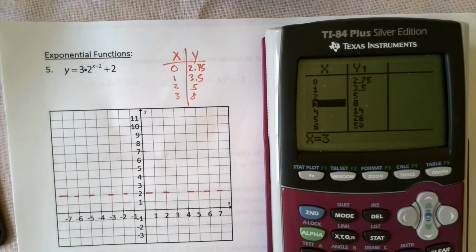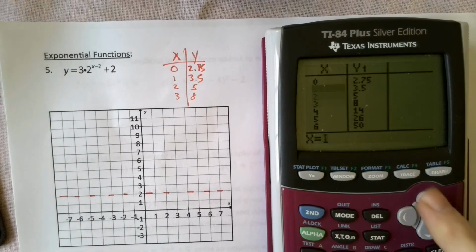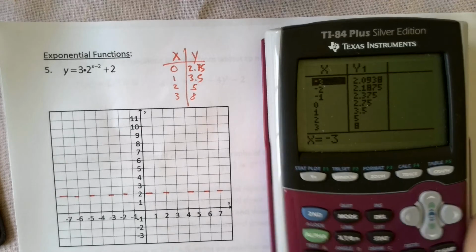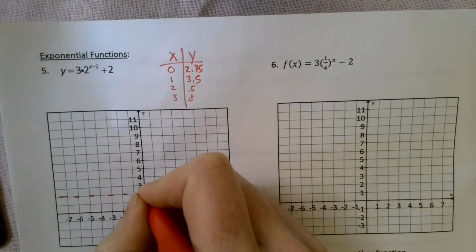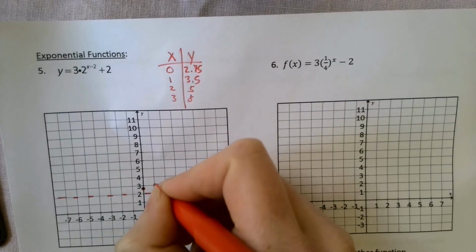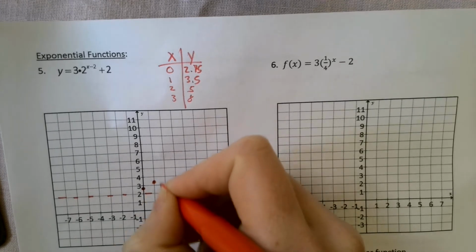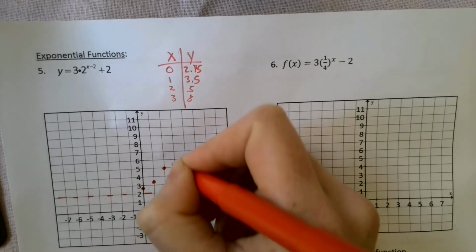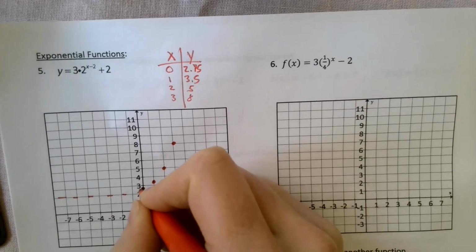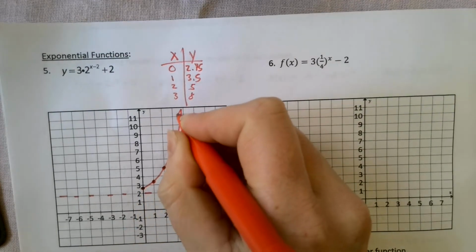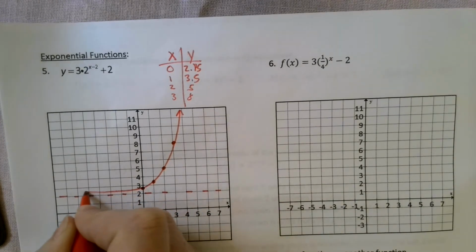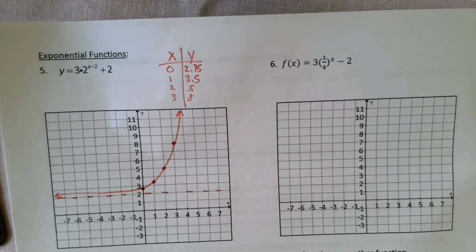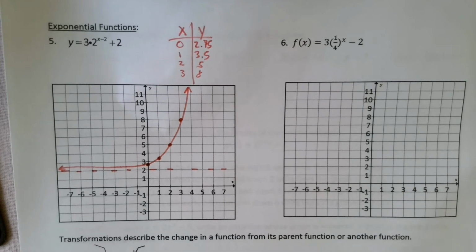And that's pretty much as far as we're going to get. Okay, you could go into the negatives, but those get harder to graph because there's more decimals. So for 0, 2.75 is going to be about right here. 1, 3.5, 2, 5, and then 3, 8. And remember, we connect our dots towards this side and then get really, really close to our line on the other side. Okay, and that's our exponential graph.